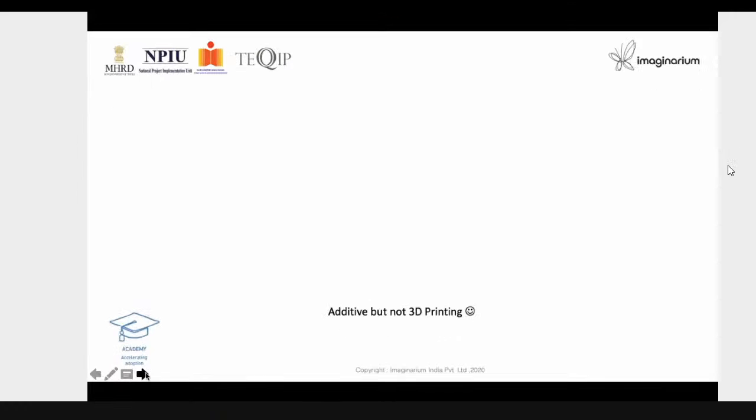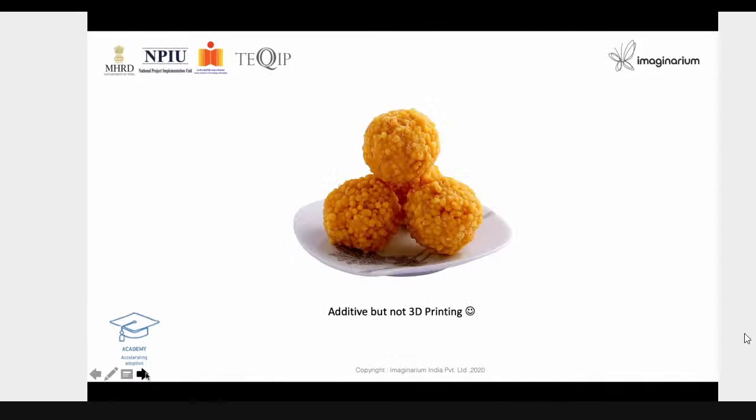Correct? And so this, for example, is additively made but not 3D printed. Binding each boondi with sugar syrup, you make it into a sphere. This is laddu, and laddu is additively made but it is not 3D printed. So there are a lot of things additively made. Can you name something more than this? What are all additively made but not 3D printed?